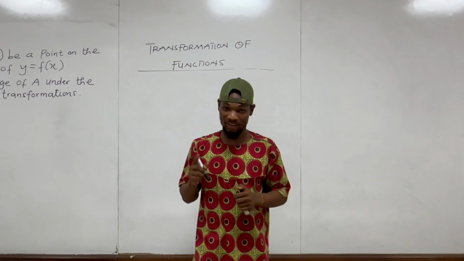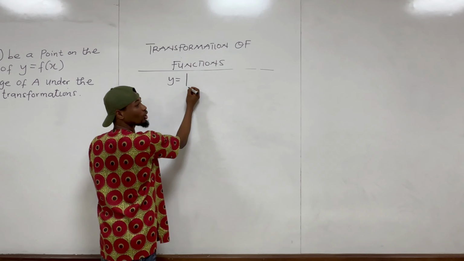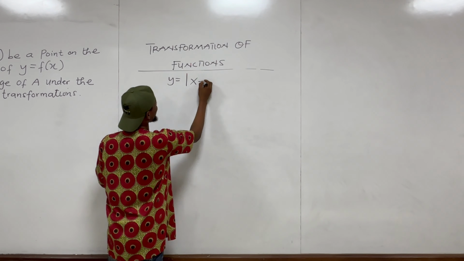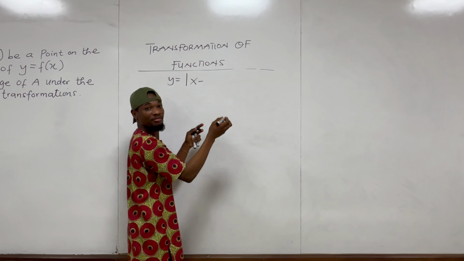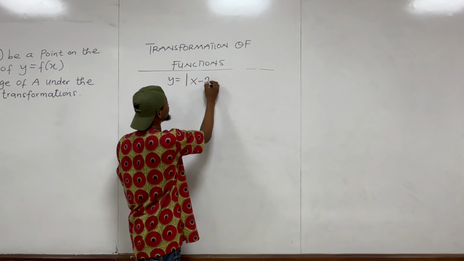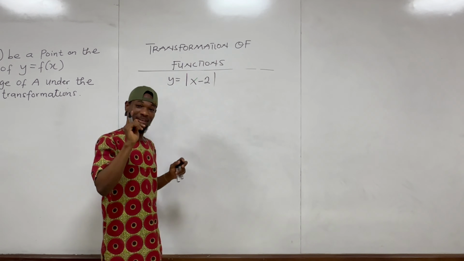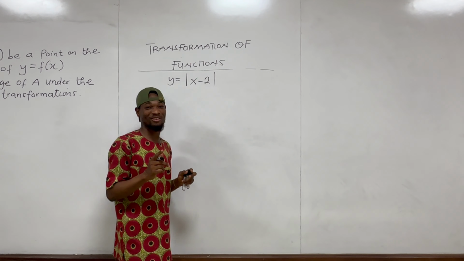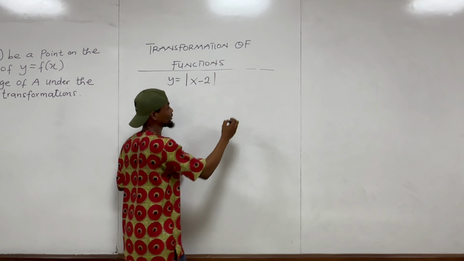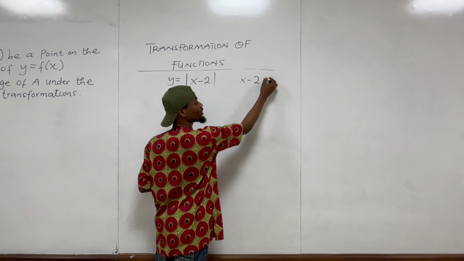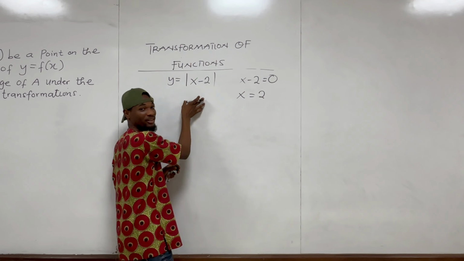So let's consider this question. Y equals the absolute value of x minus, let's say, any value at all, 2. How can we graph this? Again, do not memorize, alright? The expression equates to 0, okay? So you have x minus 2 is equal to 0. X becomes what? 2, alright?